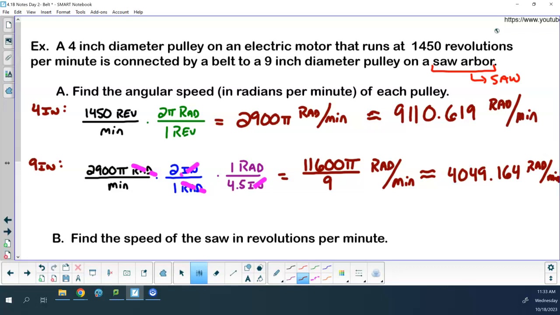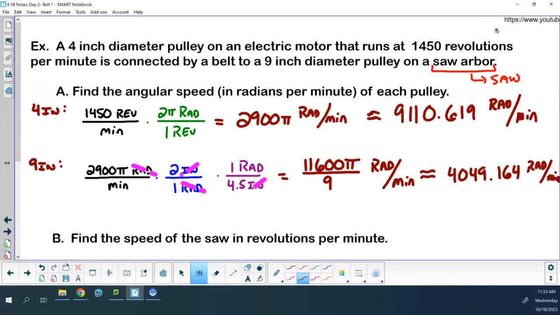Questions on either one of those? Does it make sense that the smaller one is spinning faster? If they're spinning at the same linear speed, the smaller one has to spin faster to go as far.